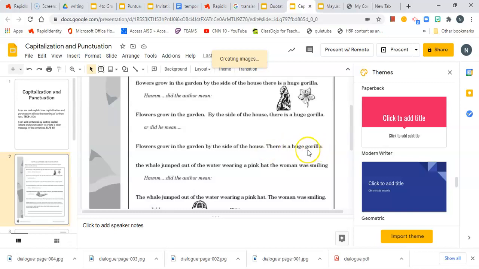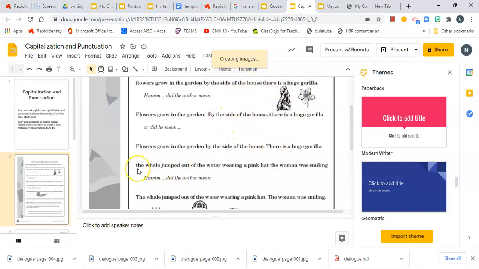I guess a gorilla could be loose. Kind of weird. But yeah, I think the best one is this one, which just says flowers grow in the garden, and then it's saying that the gorilla is by the side of the house. Maybe that's what he meant. We don't know because the author did not tell us where to put the punctuation.